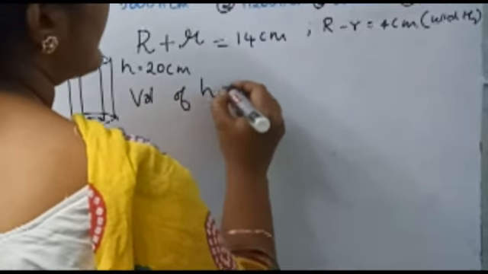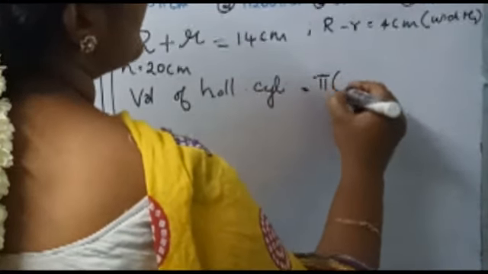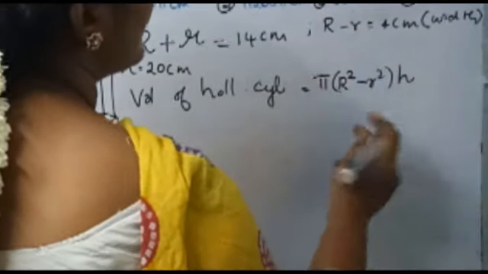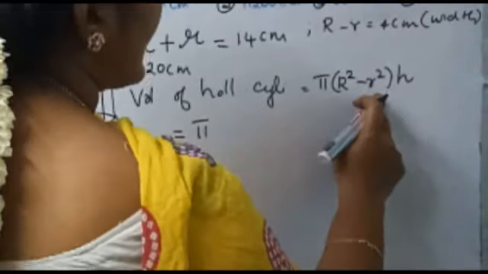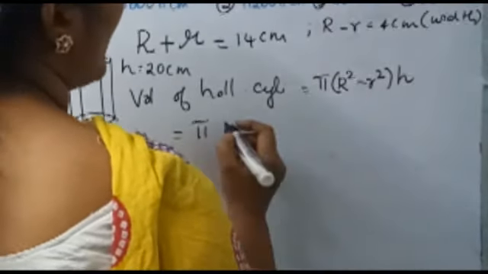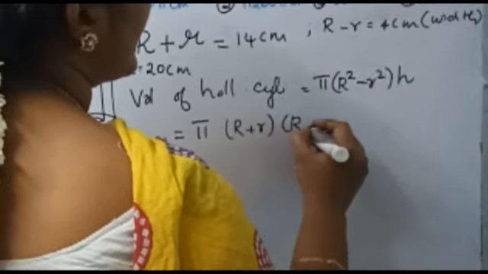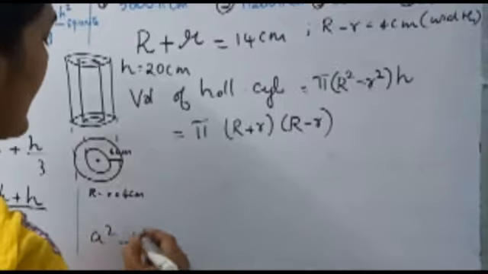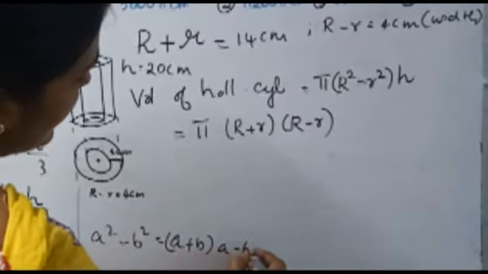Volume of hollow cylinder is equal to pi into capital R square minus small r square into h. We can write this capital R square minus small r square as capital R plus small r into capital R minus small r. It's an identity: a square minus b square is equal to a plus b into a minus b.